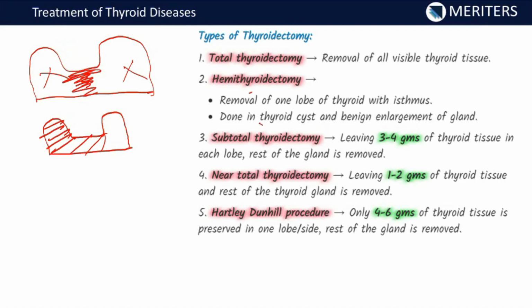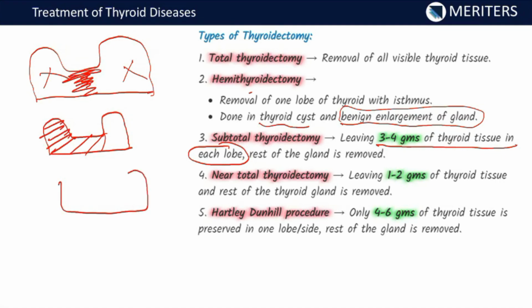Now it is done in thyroid cyst and in benign enlargement of the glands. Okay. Now, next is subtotal thyroidectomy. Now in subtotal thyroidectomy, what we do is we leave 3 to 4 gram of thyroid tissue in each lobe, and rest of the gland is removed. Okay, so if this is your thyroid gland, we are leaving 3 to 4 gram tissue, and we remove the rest of the gland. So that is your subtotal thyroidectomy.